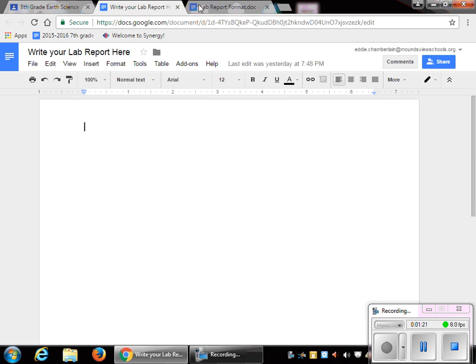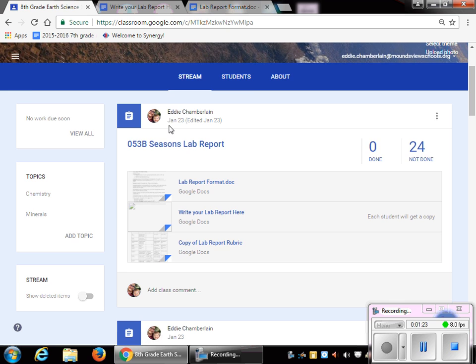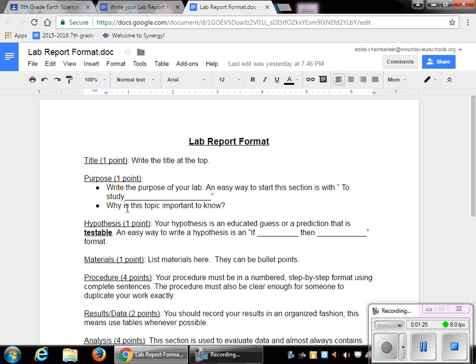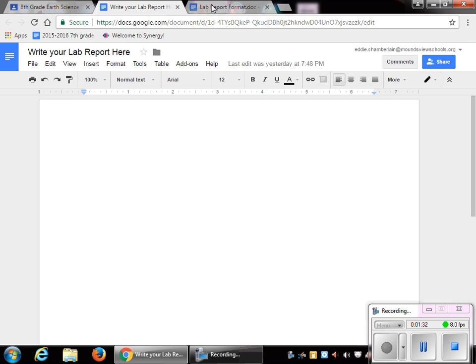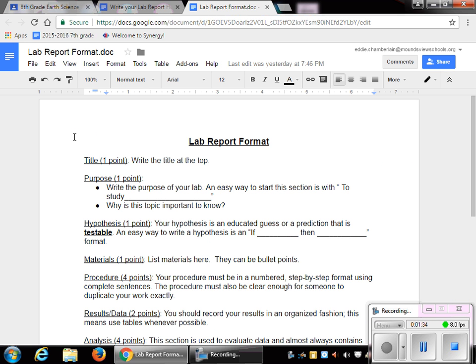So the other two tabs I've opened are these two. This is sort of the guiding thing that shows you how to do the lab report. And the other one, called Write Your Lab Here, is where I'd like you to actually put it in and create it. Now you can do this with the person that you did your lab with or yourself. You can't do it with a random person, but if you'd like to share some of the same work with your lab partner, that's fine with me.